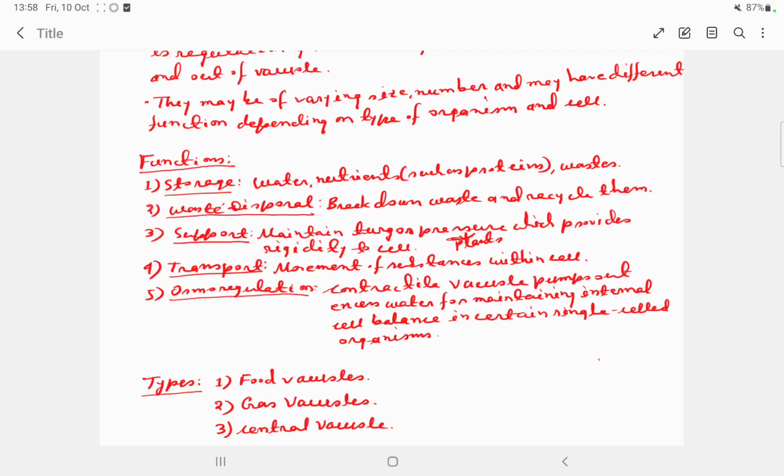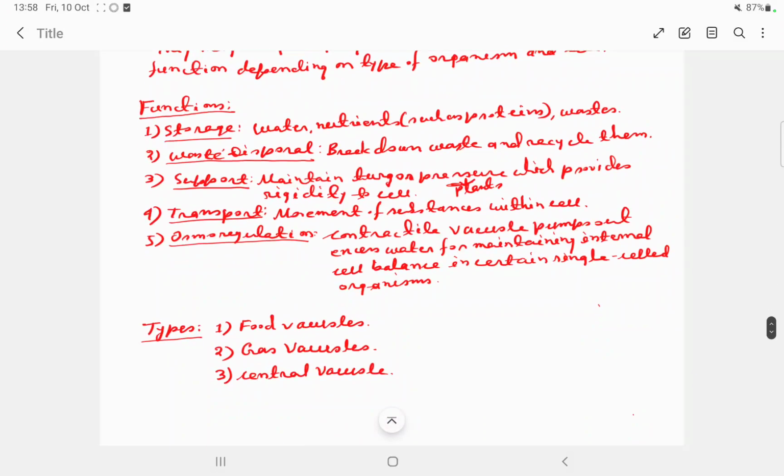Osmoregulation. Now contractile vacuoles are present in certain single cell organisms. Their main function is the pumping out of excess water for maintaining the internal balance of the cell.